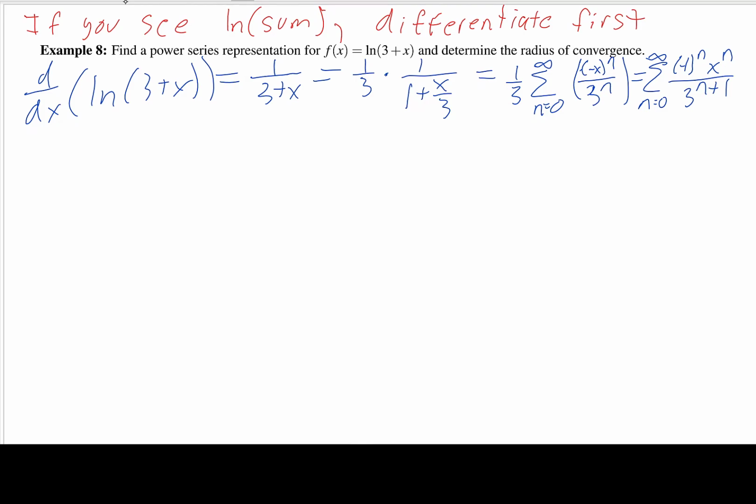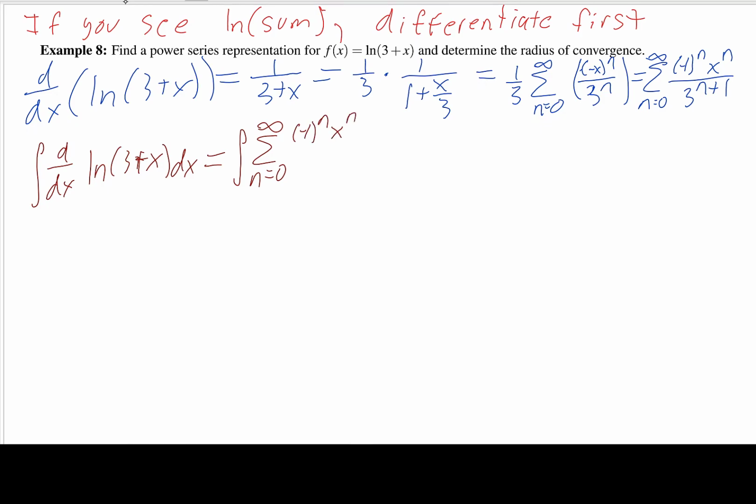So now I'm going to integrate both sides. So let's see, the next step, we'll do it in a different color. I'll take the integral of d dx of ln of 3 plus x dx. And then I'll take the integral of the sum from n equals 0 to infinity of negative 1 to the n x to the n over 3 to the n plus 1 dx.